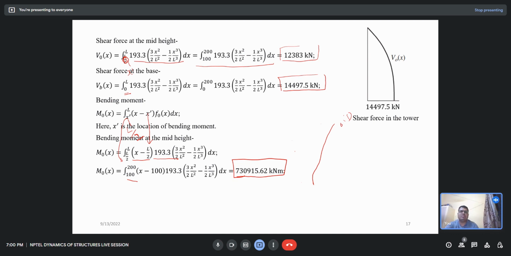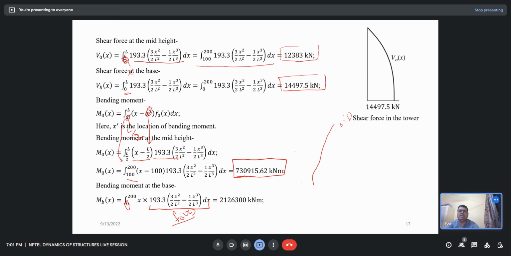Now, if you want to calculate the bending moment at the base, this term will become 0, and this x dash also becomes 0. So this is my expression. If this is 0, and x is the lever arm, and this is your f naught x, and you do the integral, we get this solution. This much of bending moment. This is the expression for the bending moment.